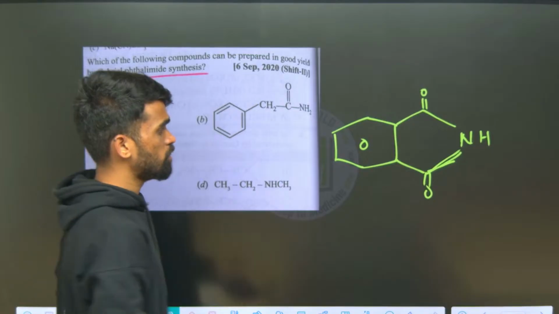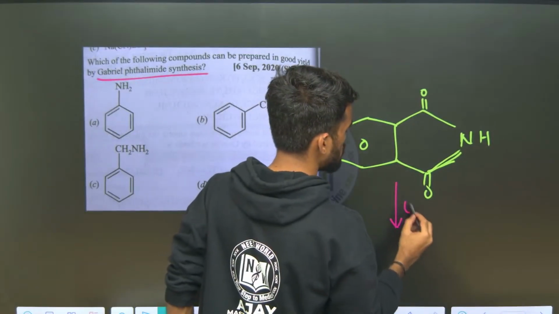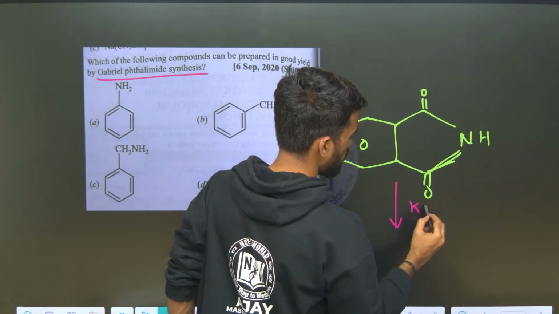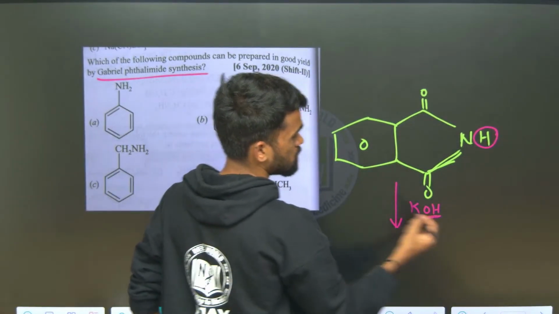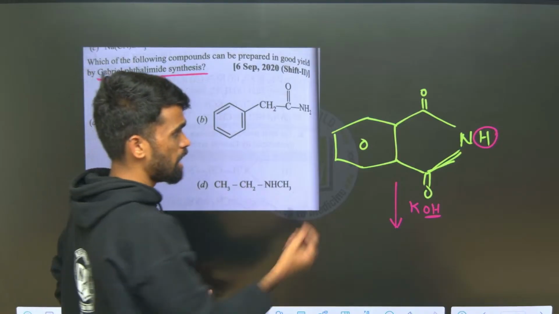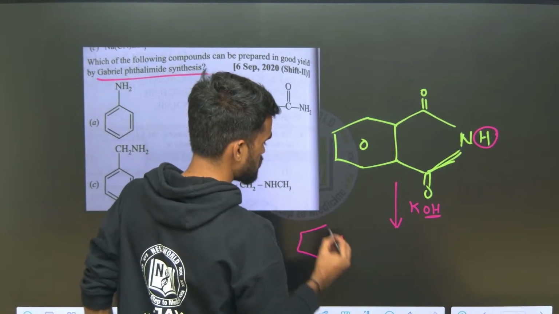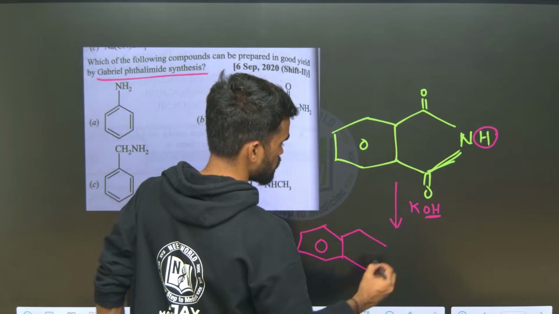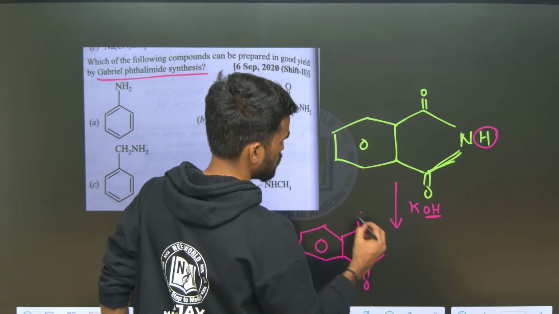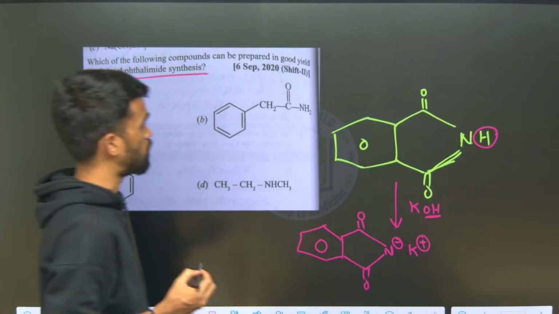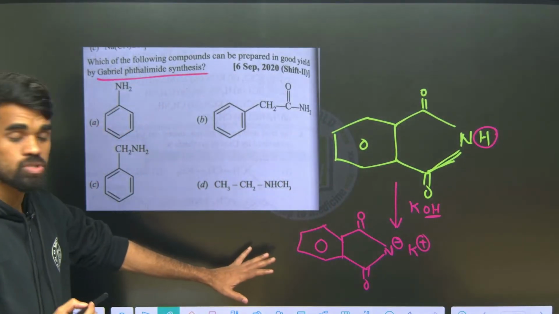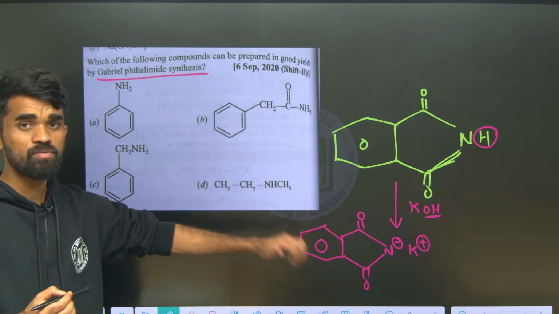Okay. So now if I treat this with a base like KOH or NaOH, this acidic proton is removed by the base like an acid base reaction and forms a salt. So the salt formed here is potassium phthalimide, like N minus K plus. Potassium phthalimide is formed. So this potassium phthalimide is used for the preparation of amines.